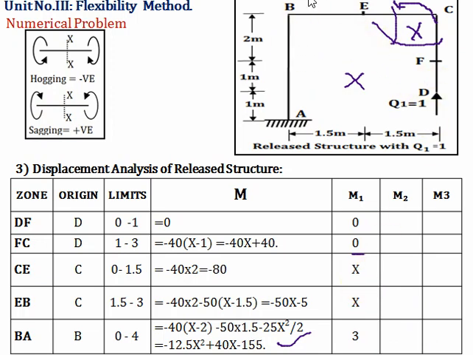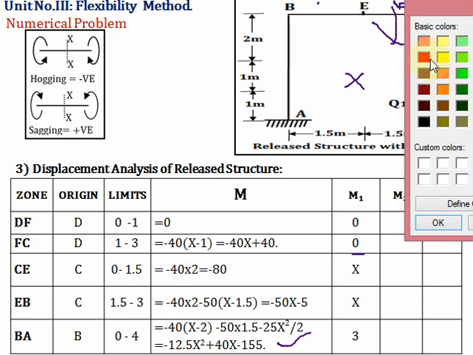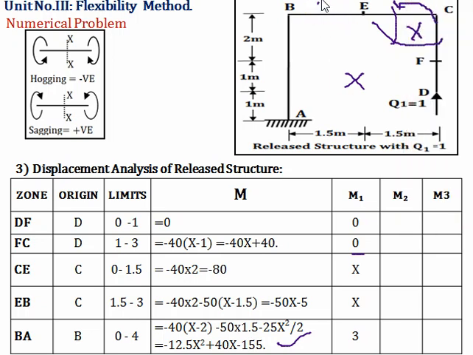Now if you take the zone in the next portion, that is EB, measure x from point C. Again this force will act like this. Again the nature of bending moment will be sagging, so plus, and this distance is x. So 1 into x is x.